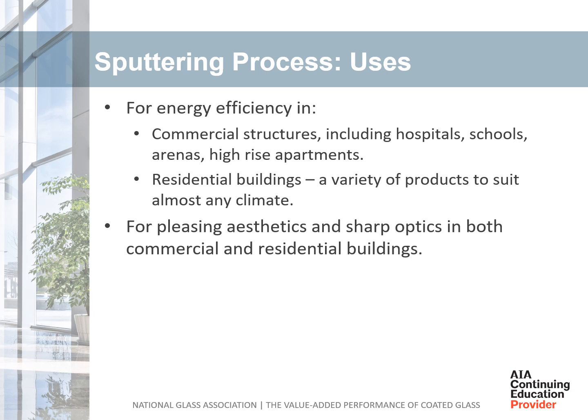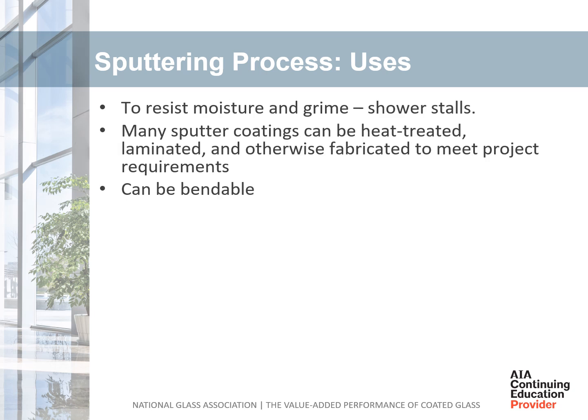Uses of sputtered coatings include high-performance coatings for commercial and residential buildings specifically designed for thermal and aesthetic characteristics. And their adjustable aesthetic properties provide sharp optics with specific color rendering. More uses of sputtered coatings are for moisture and soap scum resistance for use as shower enclosures, heat-treatable coatings that allow for stock sheet cut-down, edge treatment, tempering, and lamination, and their ability to be bent.